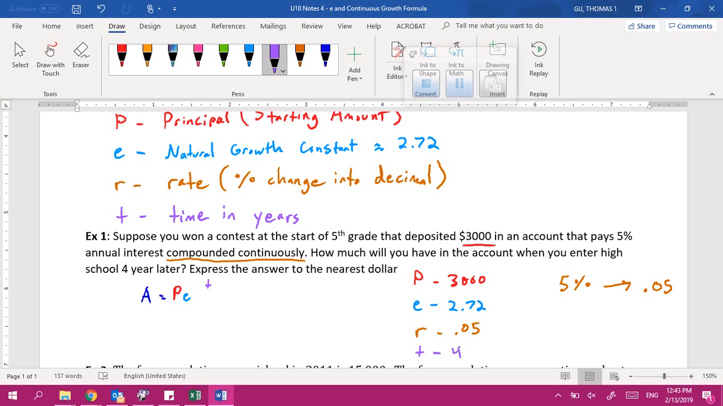So all we're going to do is plug in all these numbers and see what we get in the calculator. So A equals 3,000 times E raised to 0.05 times 4. So somebody put that in the calculator. The E raised to button on your calculator looks like E raised to the X. Okay, you see that thing? E to the X on the calculator.